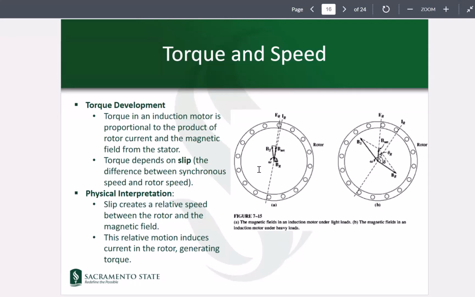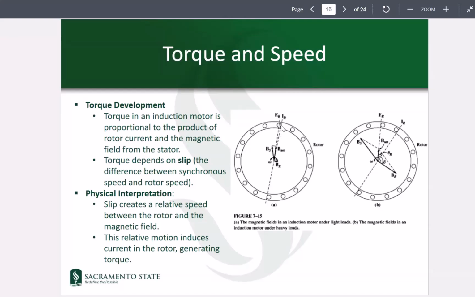Here is the torque development in two different conditions. Part A of this figure is showing the magnetic field in an induction motor under light load conditions, or small load conditions. This is the stator field, or the rotating magnetic field. Since there is a small voltage induced under light load conditions, we are closer to the synchronous speed, right? So the voltage that is induced in the machine is small under light load or no load conditions. Therefore, BR is small. And we have a B net here, which is BS plus BR.